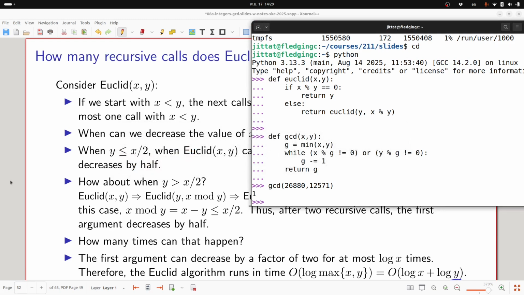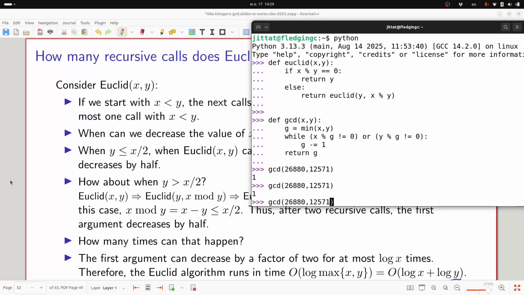Okay, so this is the code. The top one is Euclid. The other one is the iterative GCD. And if you have some small numbers, they both run really fast, like GCD and Euclid.